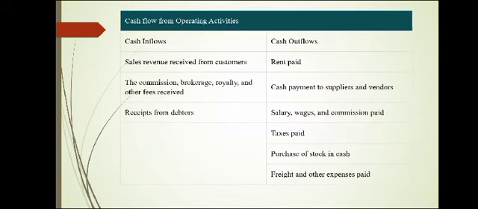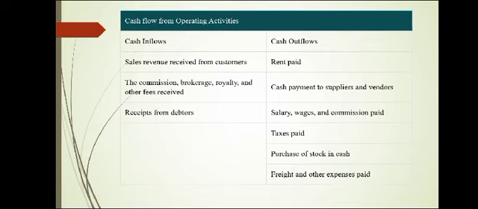Then let's see what are the cash inflows and outflows from operating activities. First, cash inflows: sales revenue received from customers, the commission, brokerage, royalty and other fees received, receipts from debtors. And cash outflows, that is rent paid, cash payment to suppliers and vendors, salary, wages, commission paid, taxes paid, purchase of stock in cash, freight and other expenses paid.